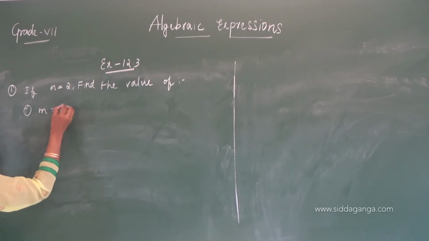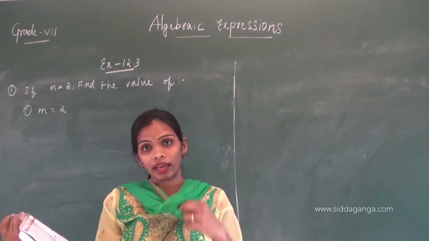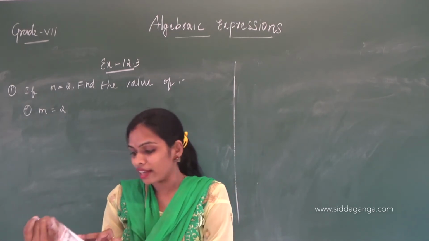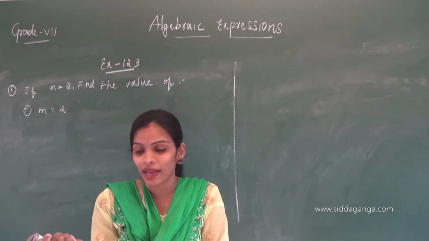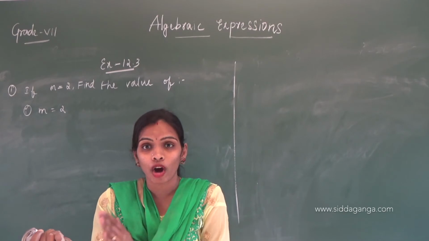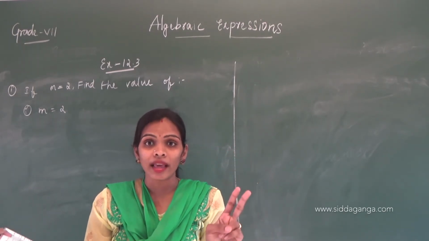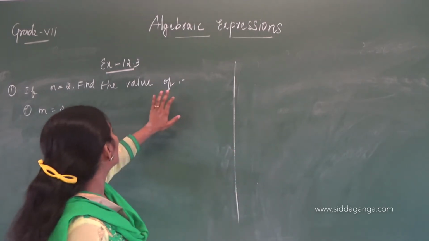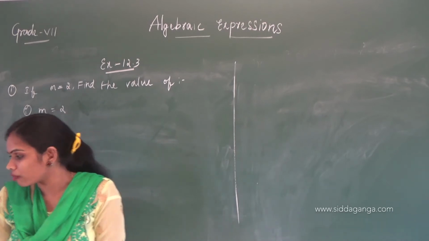Here they are giving 5 questions: 5m minus 2, 3m minus 5, 9 minus 5m, 3m square minus 2m minus 7, 5m by 2 minus 4, like that. For all the 5 expressions, the variable m is there, and they are fixing the variable value as m equals 2.